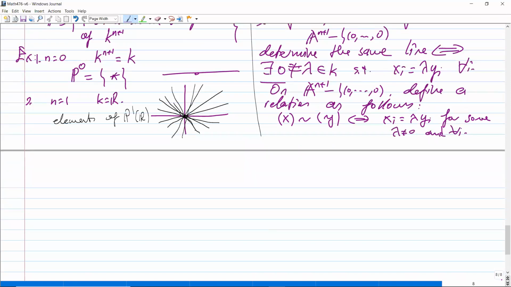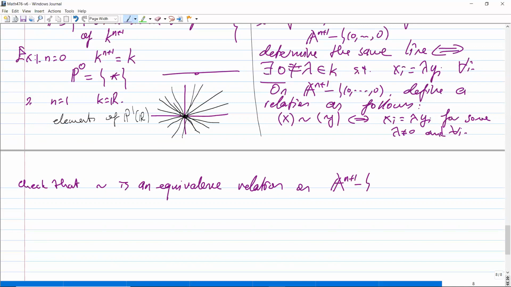So these two definitions are equivalent; it's an easy exercise to check that. I urge you to check that this is an equivalence relation on K^(n+1) minus 0.